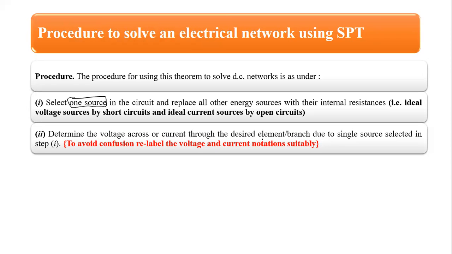Whichever branch we are assuming as a load branch, or whichever branch we have been asked to determine the voltage or current for, we can calculate it using any method, like the current division rule, voltage division rule, source transformation, KVL, KCL, mesh, or node, whichever is applicable. Please remember that when you apply step one on the circuit, redraw the circuit, right?